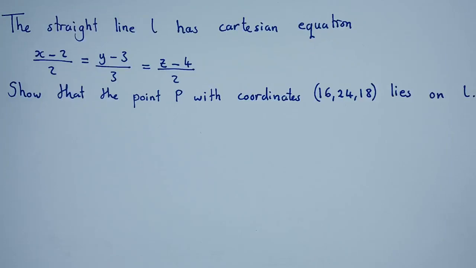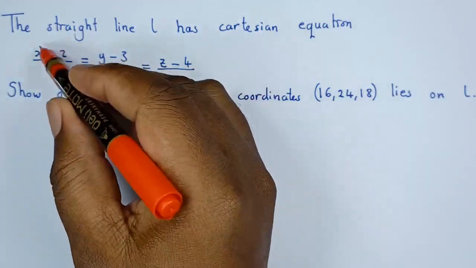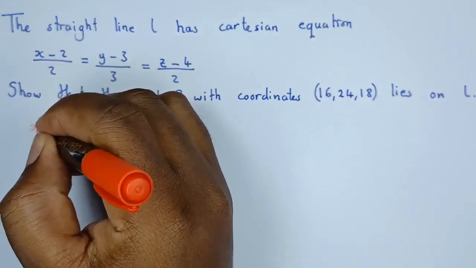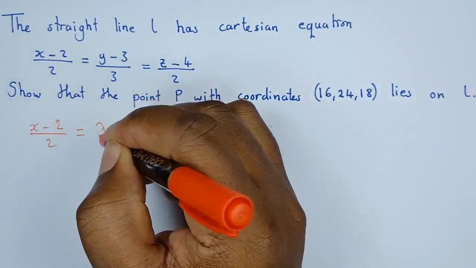The straight line has Cartesian equation given in this form. So the question says, show that the point P with coordinates 16, 24, 18 lies on this line L. So what we're going to do is let every part of the equation be equal to lambda, for example. By that we mean this part, which is x minus 2 over 2, let it be equal to lambda.